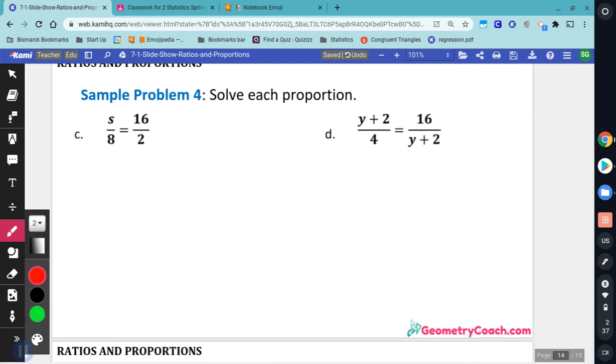Okay, more proportions. This one I can see real quickly. I'm dividing by 4 in that direction or multiplying by 4 in this direction. So 16 times 4. S is going to be 64.